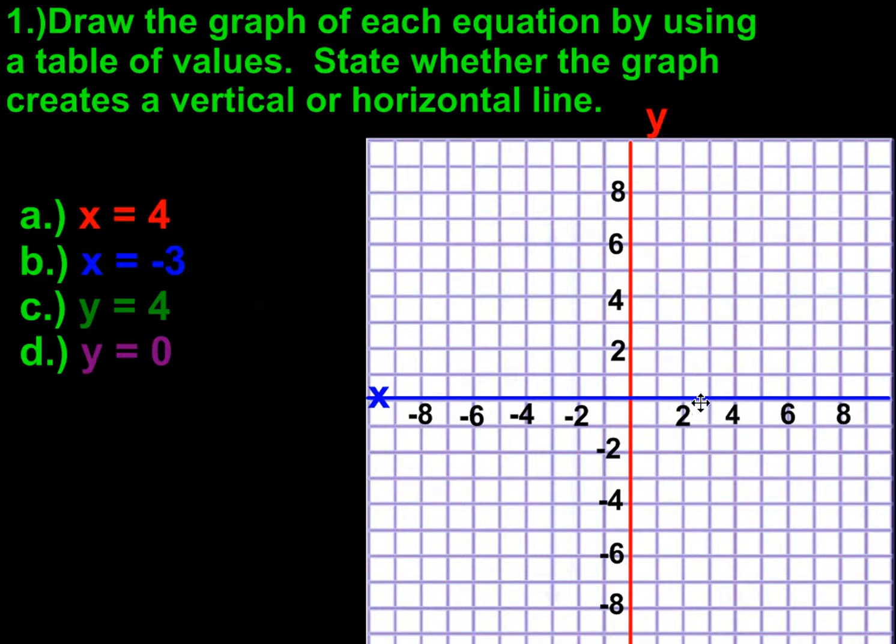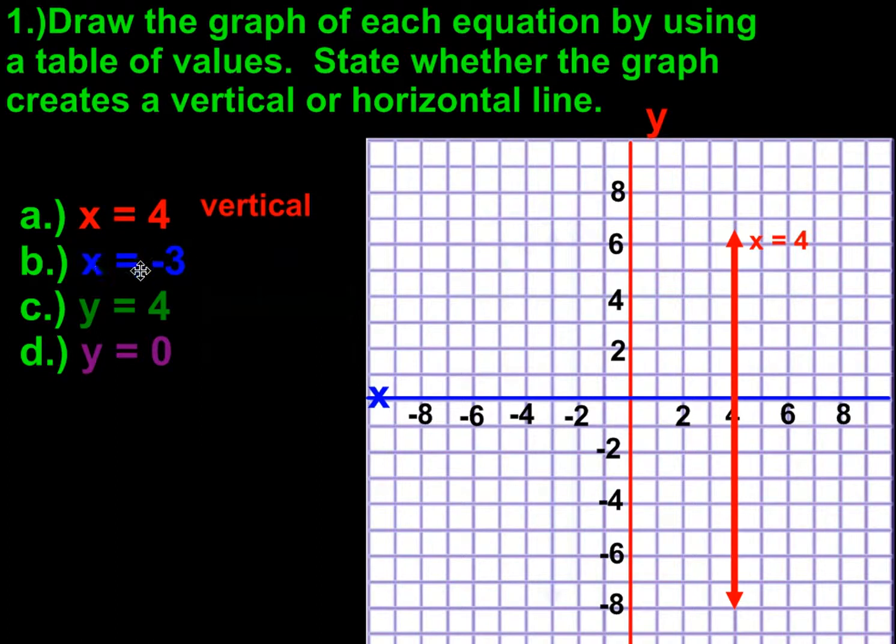So I want to find positive 4 on my x-axis, which would be right here. And in order for that to remain a fixed value, the line has to run vertical. So I'm going to create a line that runs vertical through positive 4, and it only crosses x through that positive 4. It has numerous y values as you look up and down the line, but the x value does not change. And of course, we talked in class and stated that x equals a number is always going to give you a vertical line.